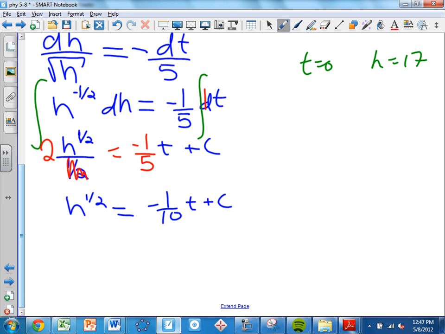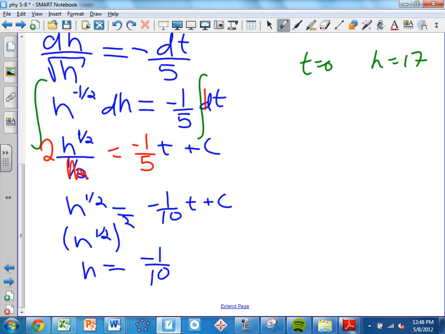Continuing, how do you get rid of a 1/2 power? Square both sides. A 1/2 is a radical already, guys, so you need to square both. Good. So then just write H equals down here. H equals, and put that whole thing in parentheses and square it.